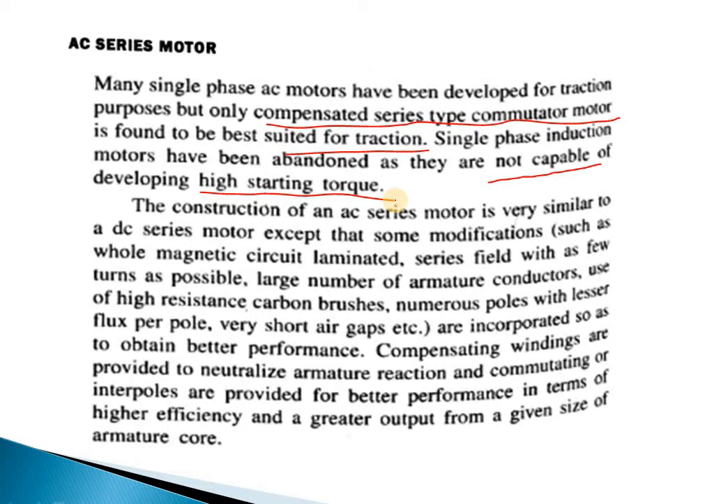The construction of the AC series motor is very similar to the DC series motor, except for some modifications: pole magnetic circuit laminations, a series field with as few turns as possible, a large number of armature conductors, use of high resistance carbon brushes, numerous poles with lesser flux per pole, a very short air gap, etc. These are incorporated to obtain better performance. Compensating windings are provided to neutralize the armature reaction, and commutating poles or interpoles are provided for higher efficiency and a greater output from the given size of armature core.